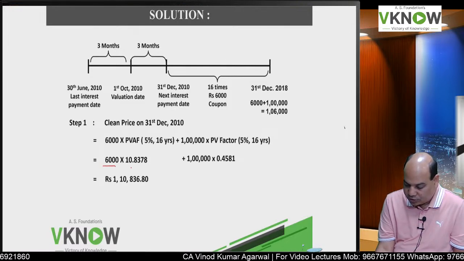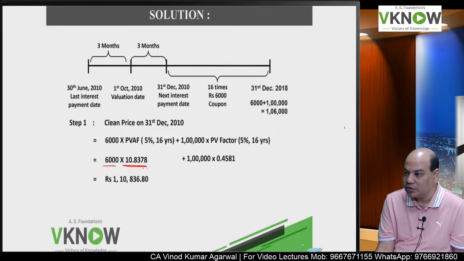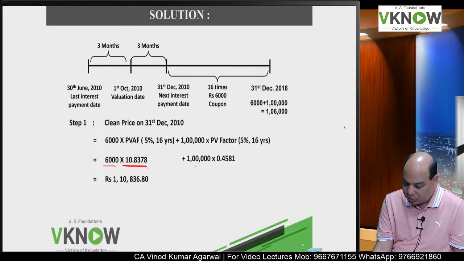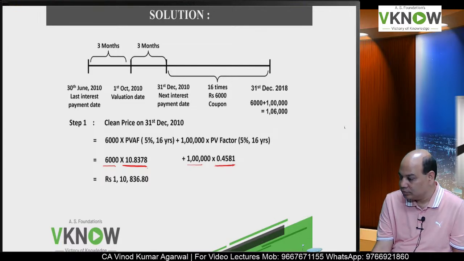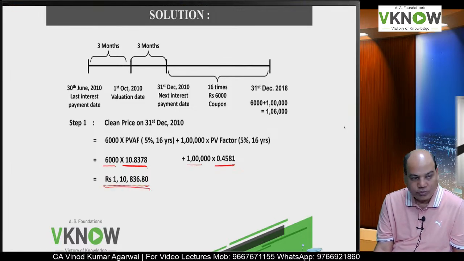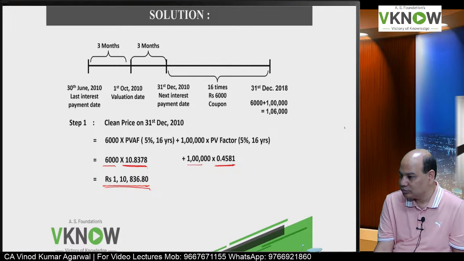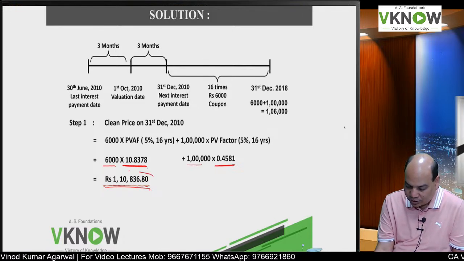So 6000 into, first you calculate annuity factor 10.8378 plus 1 lakh into present value factor 0.4581. So the answer comes to 1,10,836.80. Is it right now? So this is the right answer.